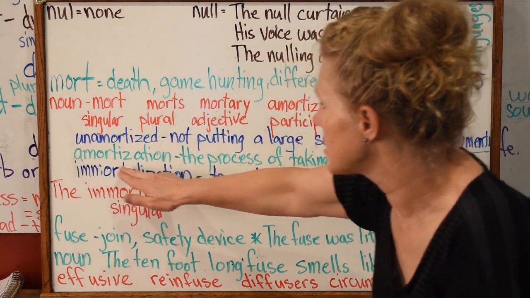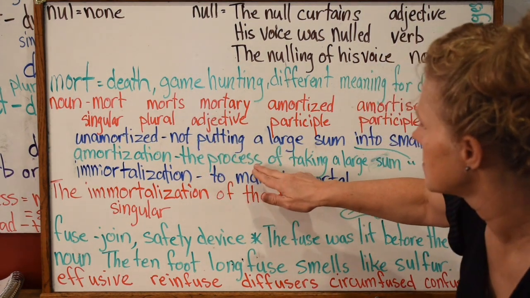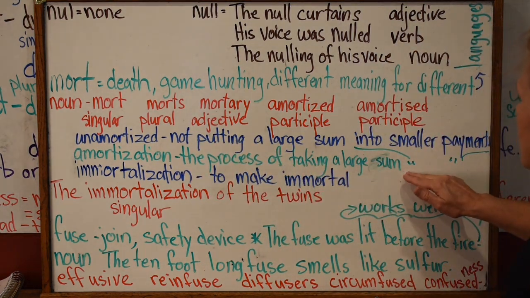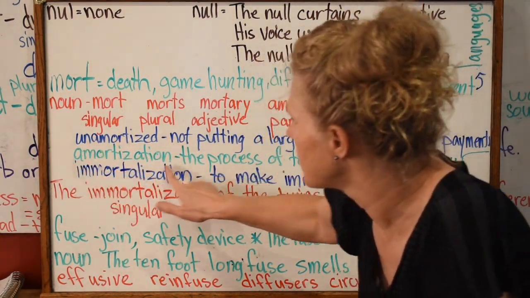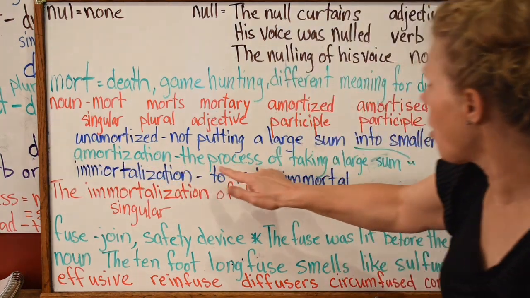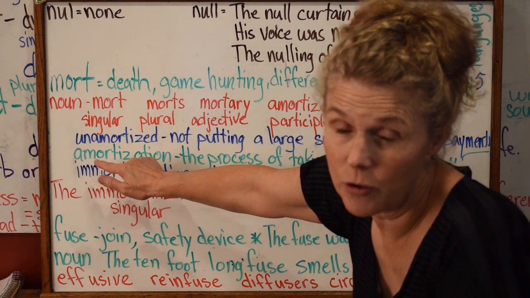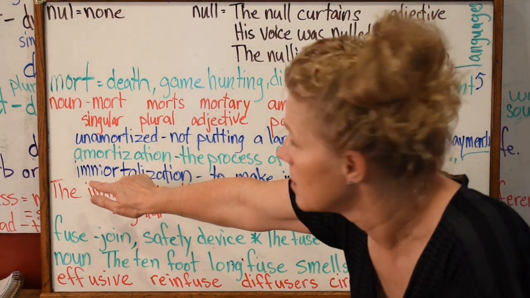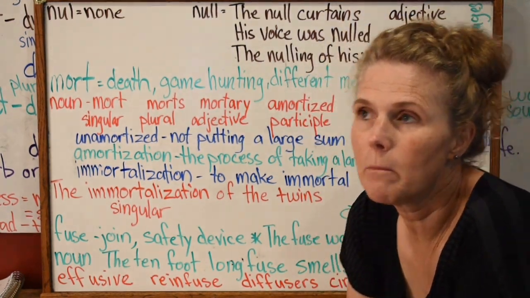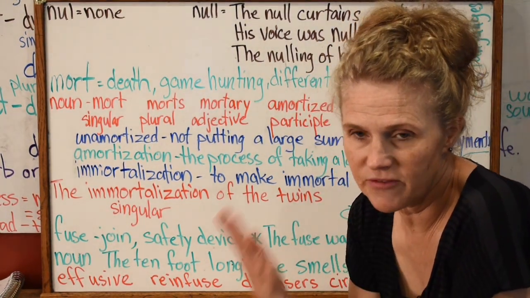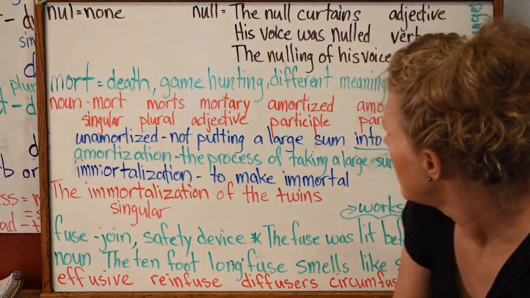So amortization, the process of taking a large sum into smaller payments. See how this changed the whole meaning. Now this means you are going to put them into smaller payments. And that could mean death if you can't pay your payment, right? And that's the reason why they put it in there, because having a mortgage is very taxing and can stress you out if you can't make that payment.